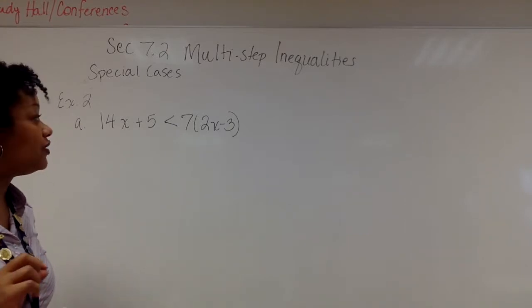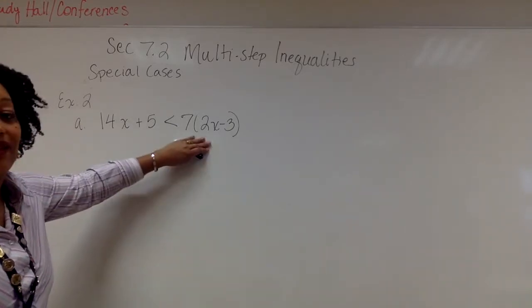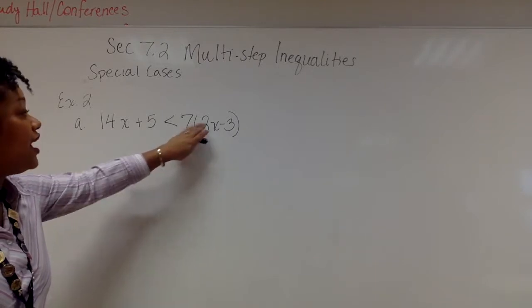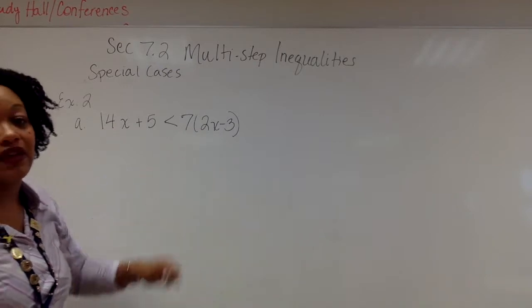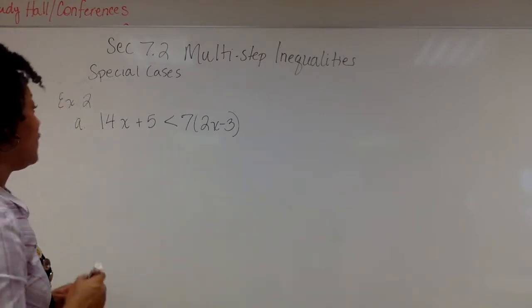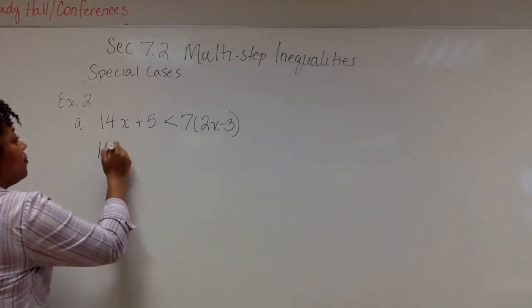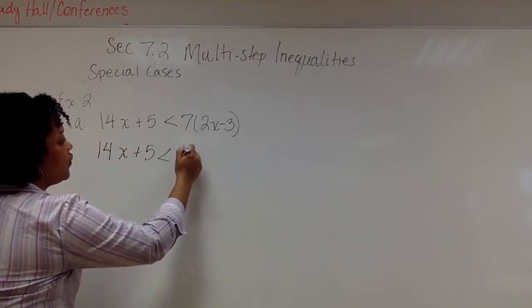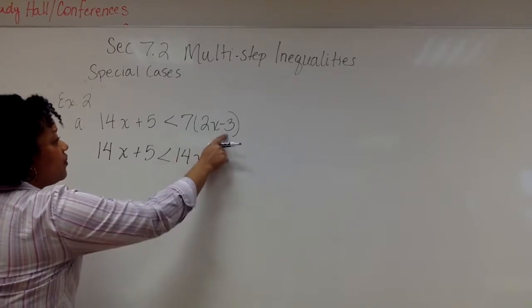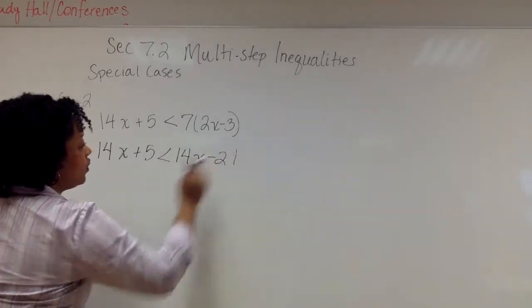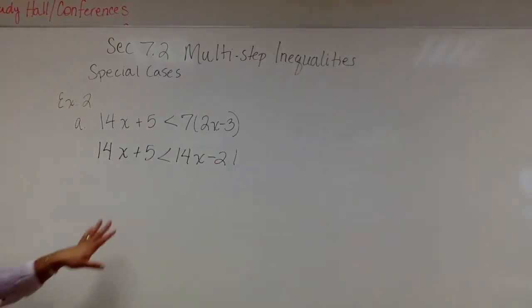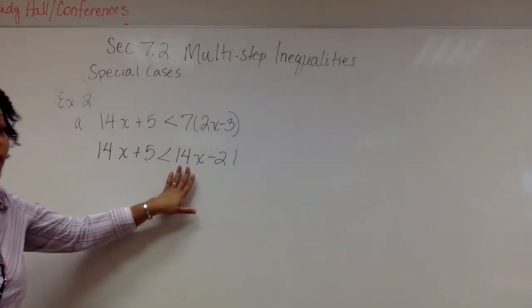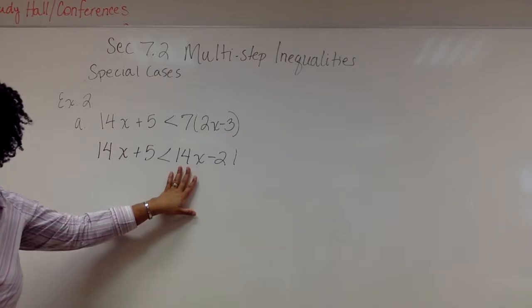The first thing that we're going to tackle is this right-hand side here. We need to distribute the 7, okay? Which means everything inside the parentheses gets multiplied by a positive 7. So I'm going to rewrite my left-hand side. 7 times 2x is 14x. 7 times negative 3 is negative 21. So you have a positive 14x on the left, a positive 14x on the right.